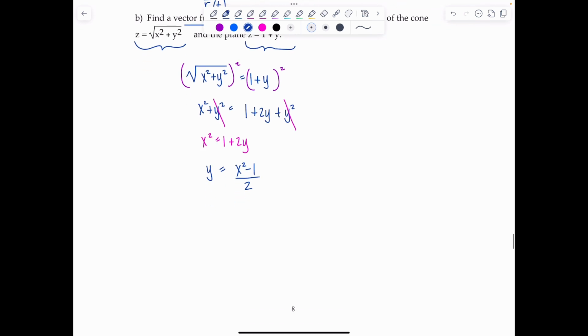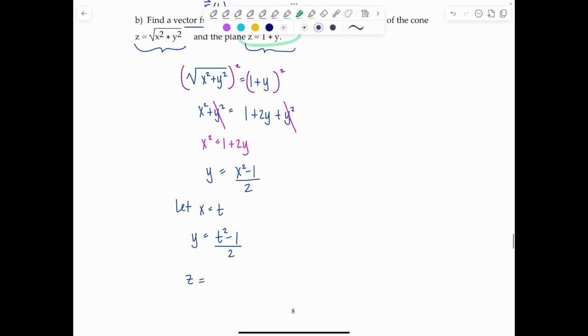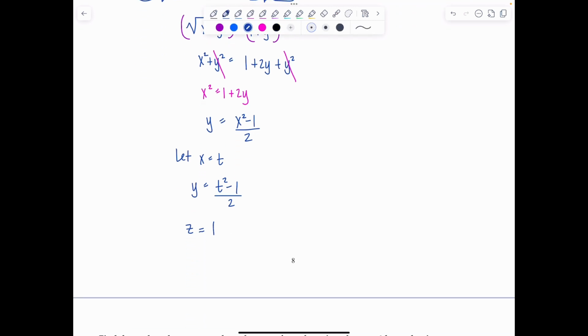Most obvious choice then, let me let x equal t, my parameter. y would be t squared minus 1 over 2. And then how do I get z? Plug in what you have for x and y into either equation. This is the nicer one. Math is hard enough. Don't make it harder for yourself. So z equals 1 plus y, so 1 plus t squared minus 1 over 2, which you could write as 1/2 t squared plus 1/2.